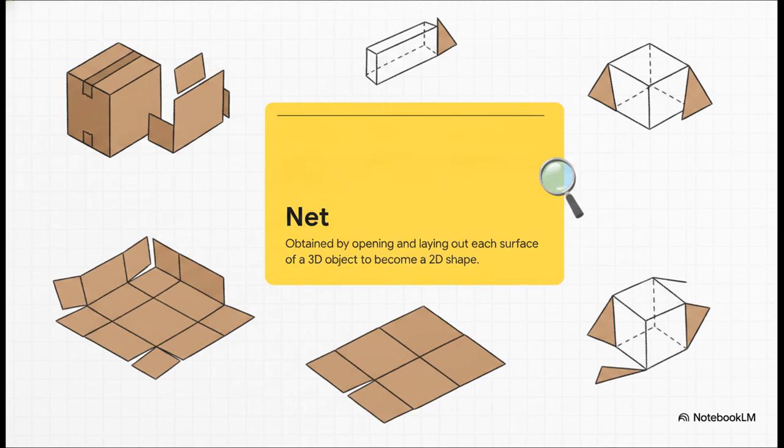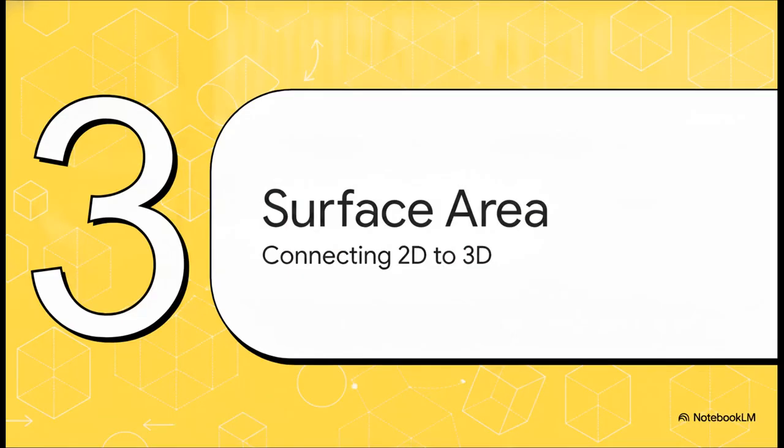So a crucial starting point here is understanding what a net actually is. In math, a net is what you get when you open and lay out every single surface of a 3D object so it becomes totally 2D. Just imagine taking a cardboard box, cutting along the edges, and flattening it right out on the floor. You're literally unfolding a 3D object until it's completely flat. Now you might be wondering, why on earth do we do this? Well, because seeing all those flat surfaces laid out side by side is the absolute secret to figuring out our first major calculation. Which brings us to Section 3, Calculating Surface Area.